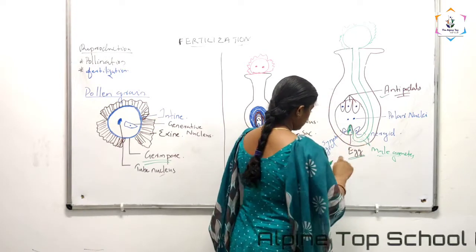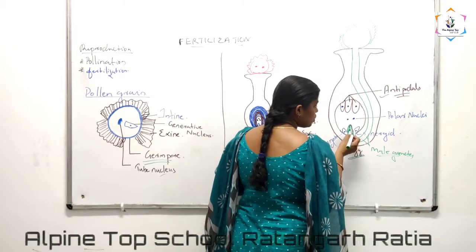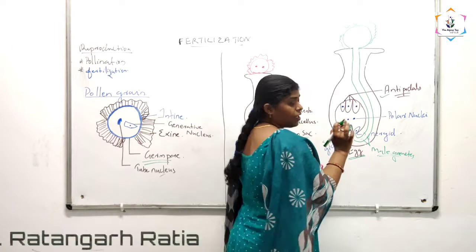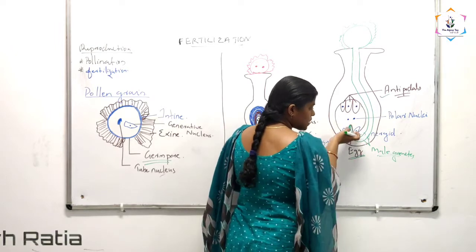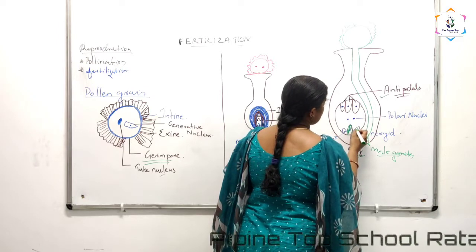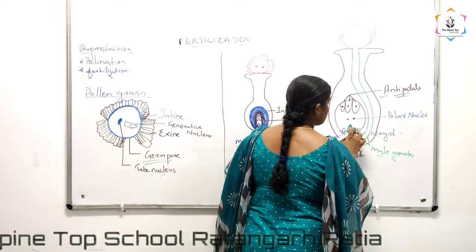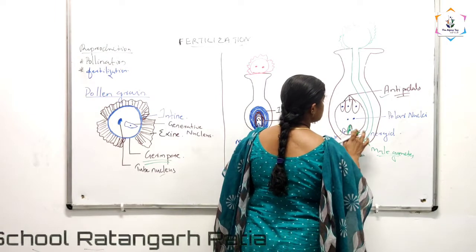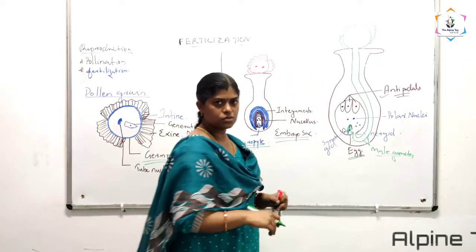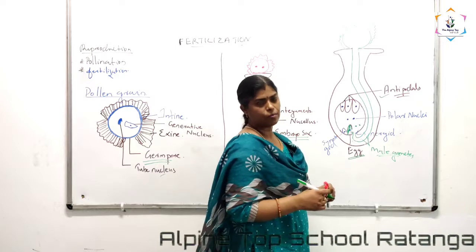Both the male nuclei will enter into the synergid. When the pollen tube enters the synergid, the pollen tube will break and release the male gametes over here. Afterwards the synergid itself breaks. Now all these nuclei will be inside the embryo sac. Two male nuclei will be there in the embryo sac.